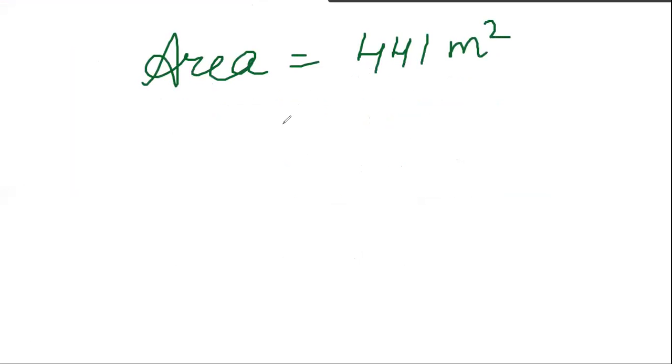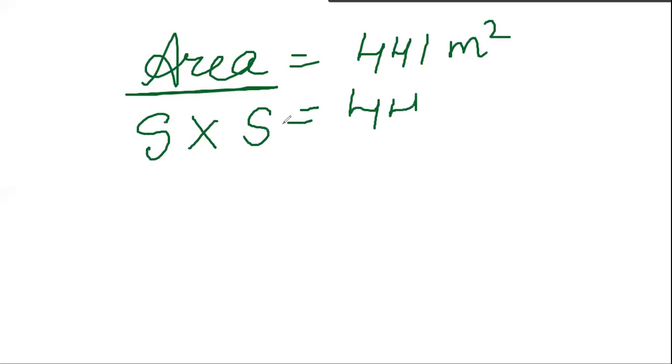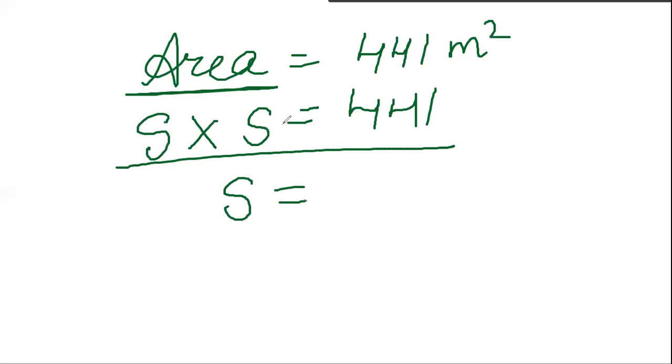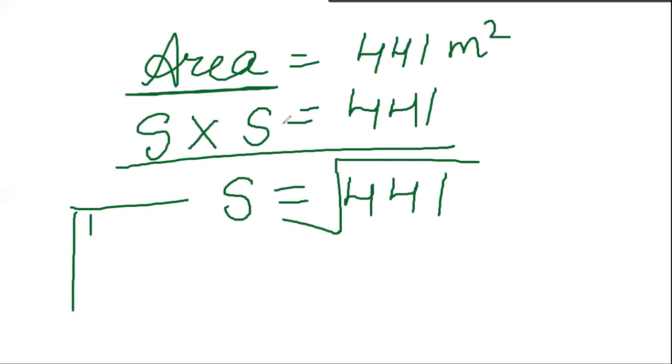441 meter square. Right, you have to find the side. Area is side into side, that is given, 441. So side into side is 441, so if we want to find the side, then it will be the square root of 441. Let's find the square root of 441 with any method you like.